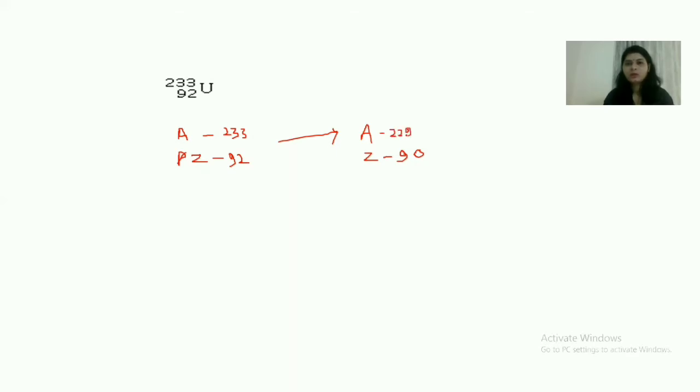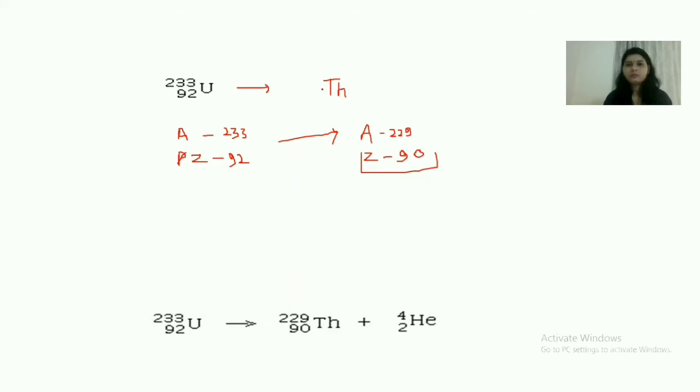So during alpha decay, what happens? We find a new element. The name of this new element is thorium. Th is thorium. We use the periodic table and find which element has atomic number 90. That element is thorium. So write down the same.